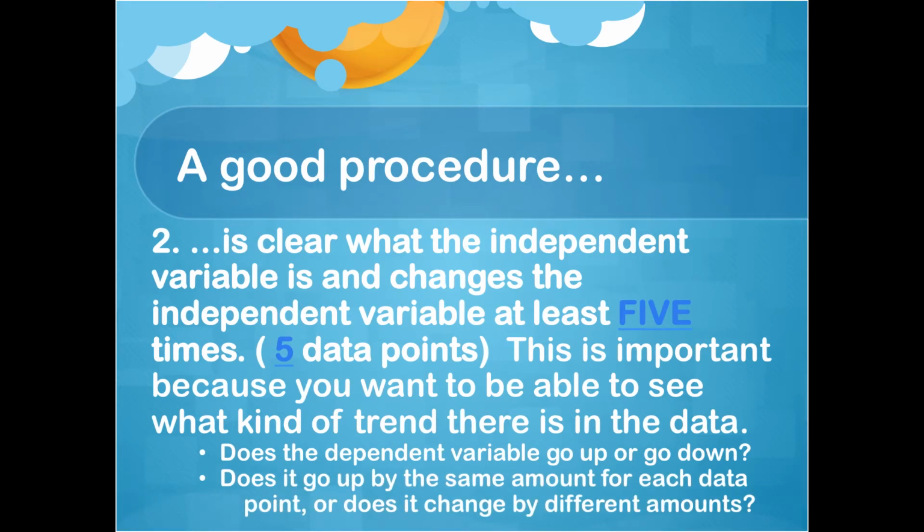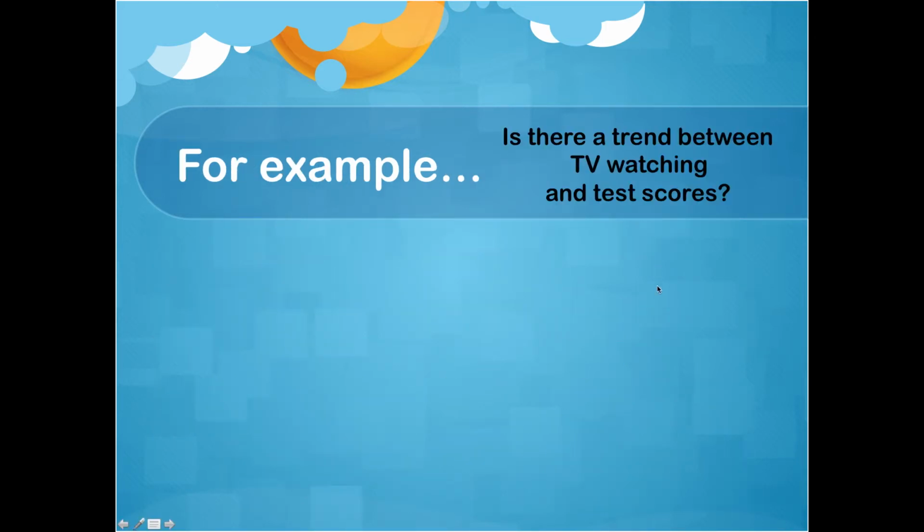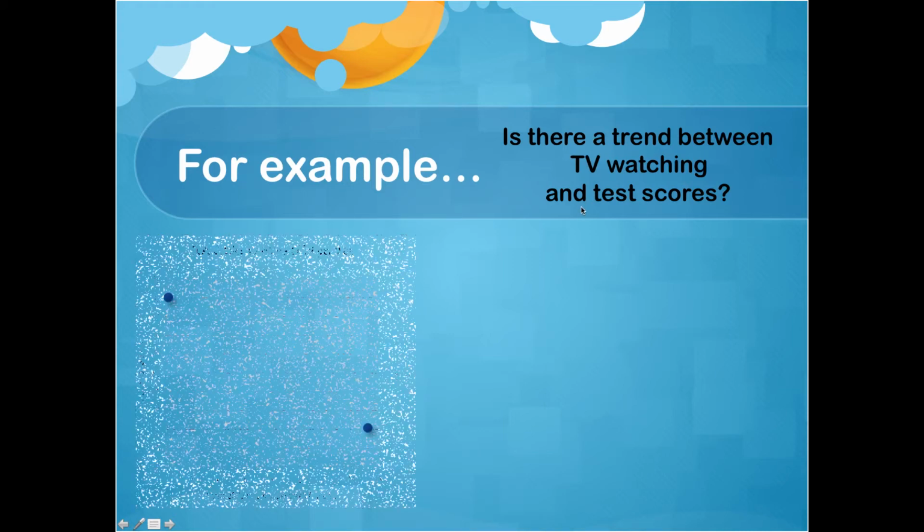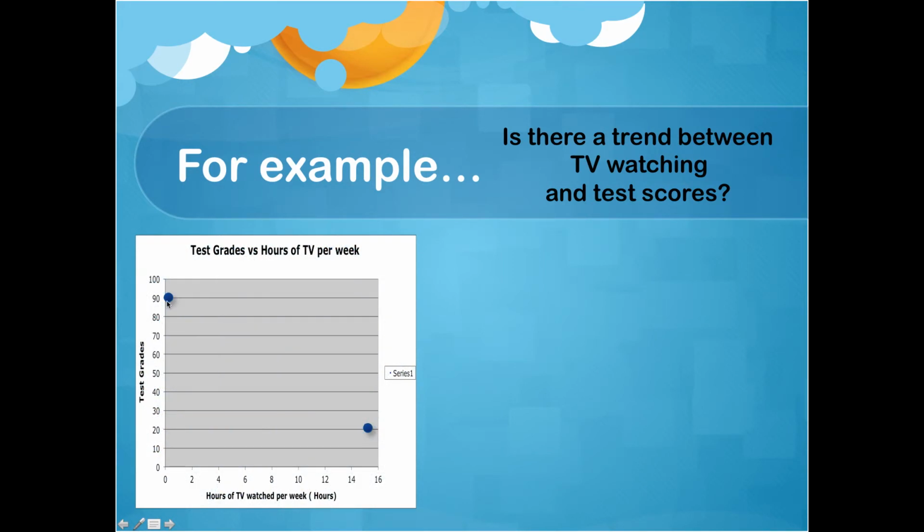So these are some of the patterns that we might be noticing. Does the dependent variable go up or down? Does it go up and down by the same amount, or does it go up more and more, or less and less? Those kinds of things. Let me show you an example. Maybe I wanted to know, is there a trend or a pattern between TV watching and test scores? So I did 2. I noticed that, yep, there's definitely a pattern. If you watch 0 hours of TV a week, you're going to get a 90% on your test grade. If you watch 15 hours, you're going to get 20%.